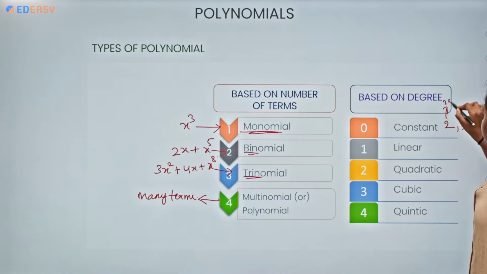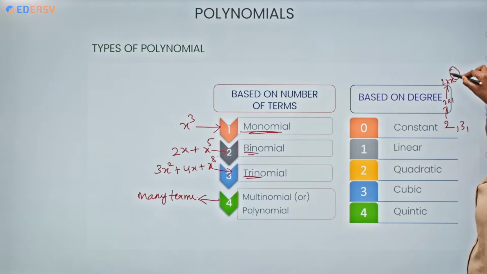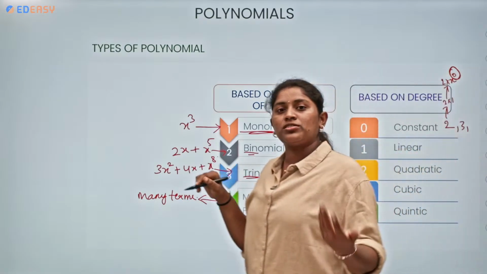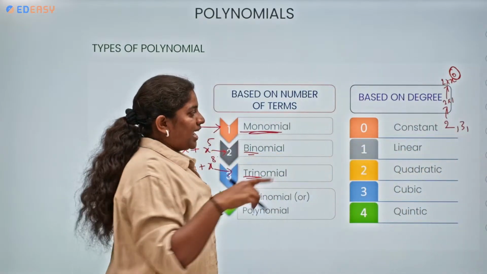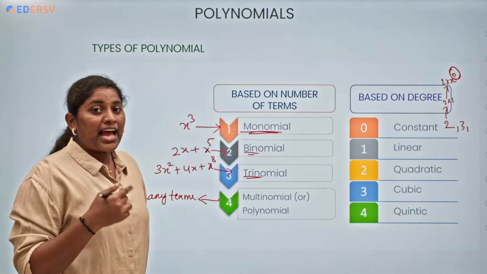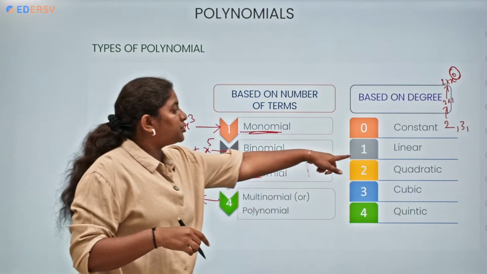We got 2 into 1, which is nothing but 2 into x to the power 0, right? Now this degree means the highest power here is 0, so it has degree 0, and the polynomial becomes constant. Next, linear. If you have degree 1, then it becomes linear.